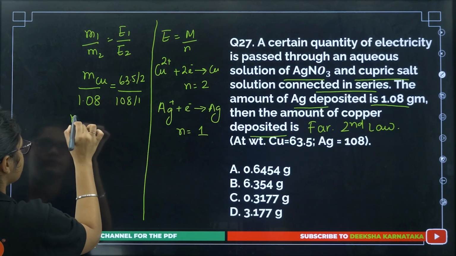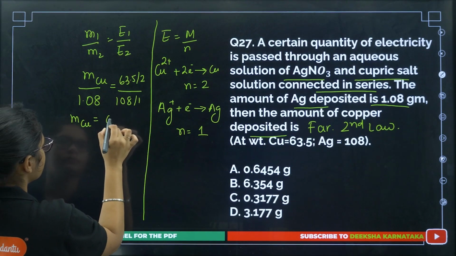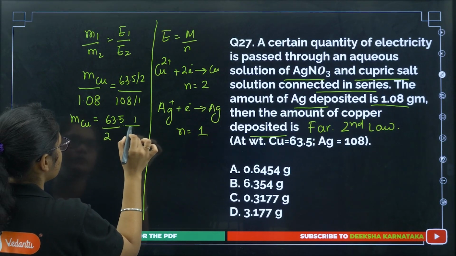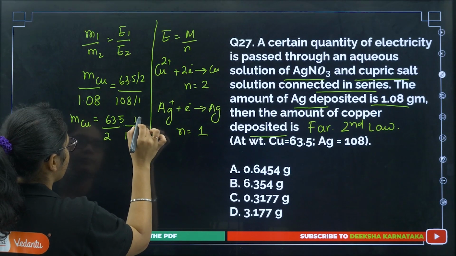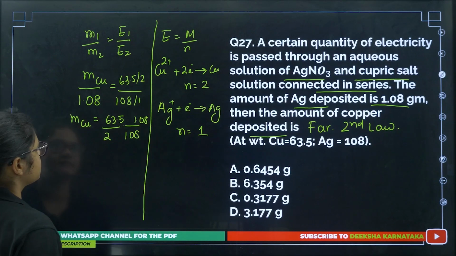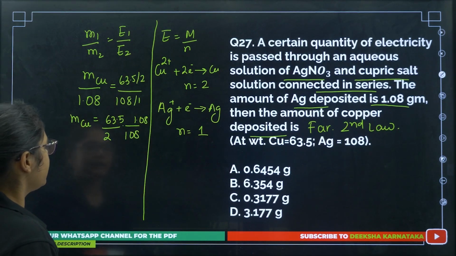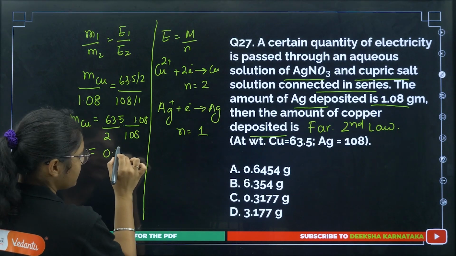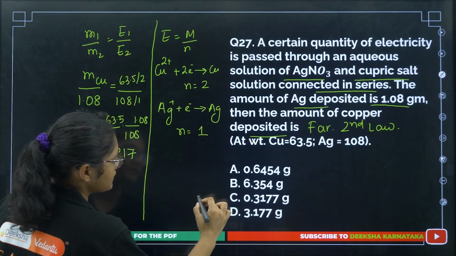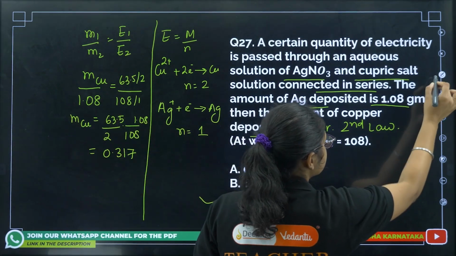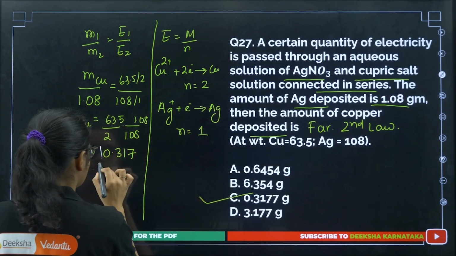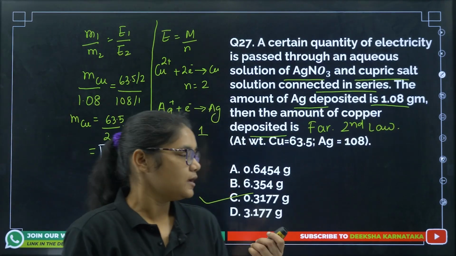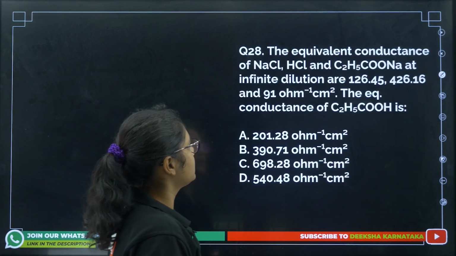So now if I solve for this, mass of copper will be equal to 63.5 by 2 by 108 by 1.08. This one I'll take this side and I'll multiply. So what will I get? If I solve this, I'll get 0.317. The correct answer for this question will be option number C, that is 0.317. Clear? Okay. Fine. Now coming to question number 28.